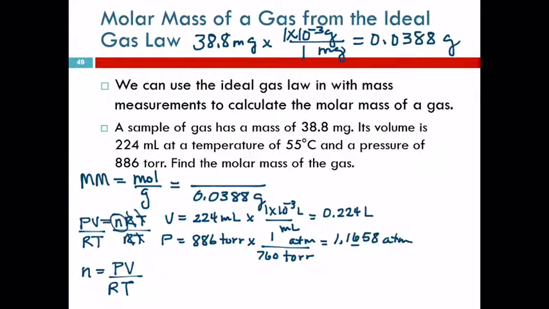And then there's that temperature. Where am I going to sneak that in? Over here. Temperature is 55 degrees Celsius. So we're going to add 273. And that is equal to 328 Kelvin.